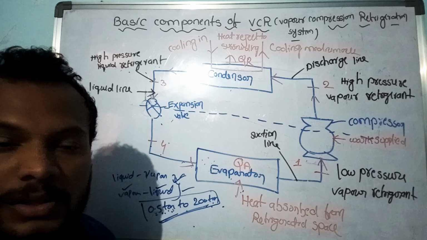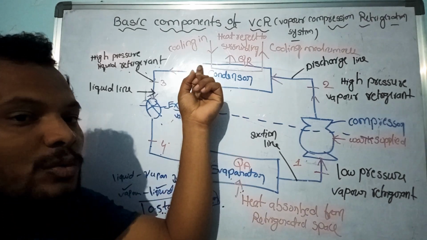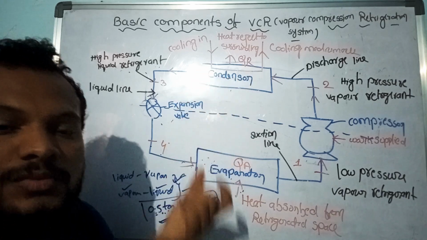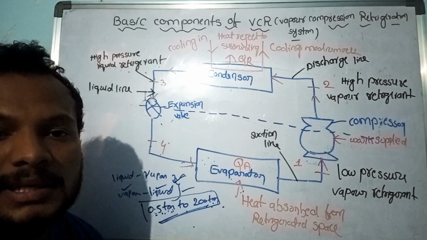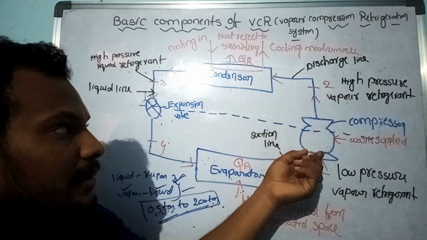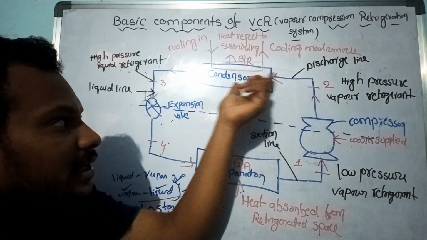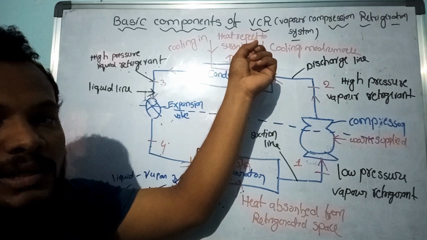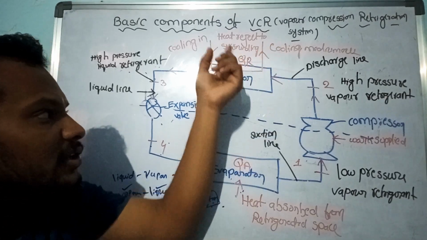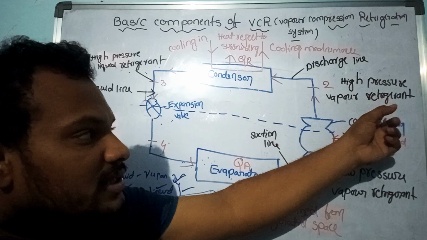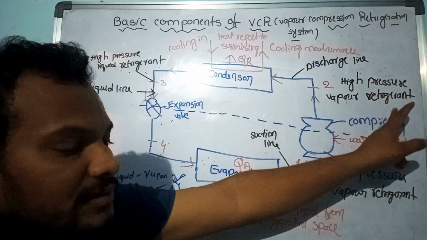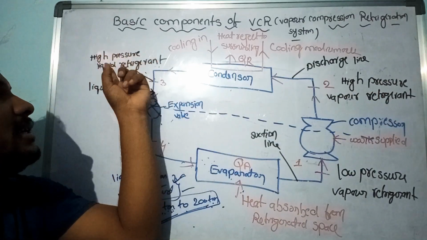How can we remove it? Here we supply a cooling medium. The cooling medium absorbs the heat of the refrigerant coming from the compressor. So the refrigerant rejects its heat to the surroundings due to the supplied cooling medium. By supplying the cooling medium, the high pressure vapor refrigerant rejects heat to the surroundings and is converted into a high pressure liquid refrigerant.